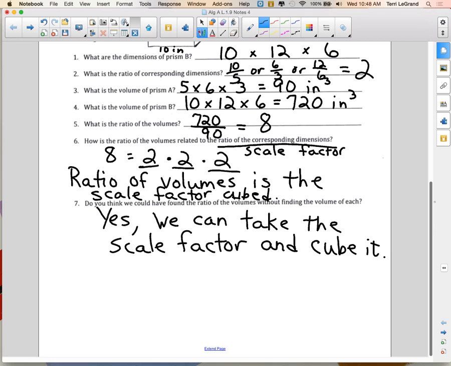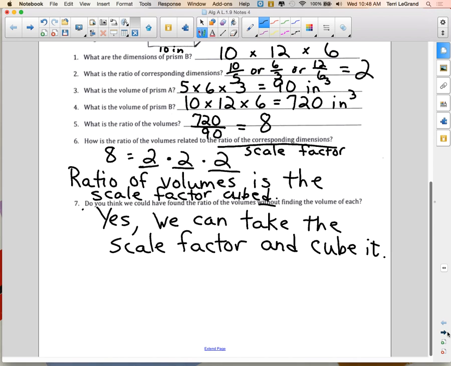So the question was, do you think we could have found it without? No, we didn't need to know those volumes. We found the volumes and we verified that it works, but we don't really have to have it. And that's what you're going to find in your homework for tomorrow: there are going to be times you're going to be like, I don't know how to find the volume of that. You don't have to know how. Okay? Anybody have any questions?